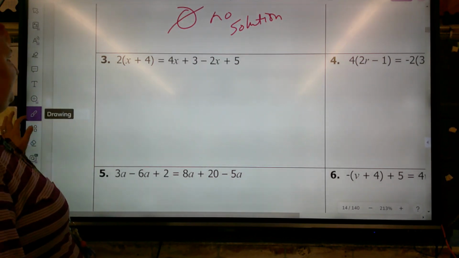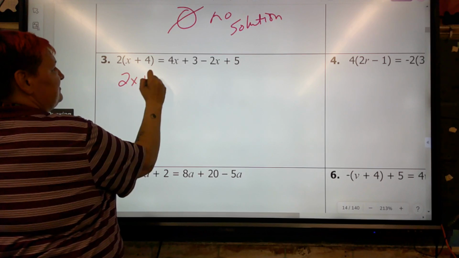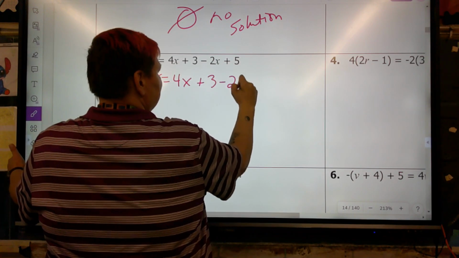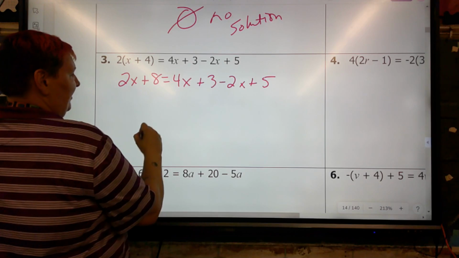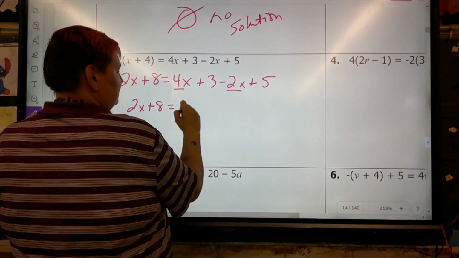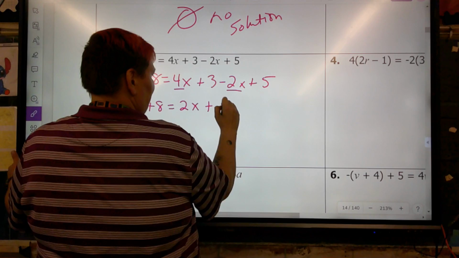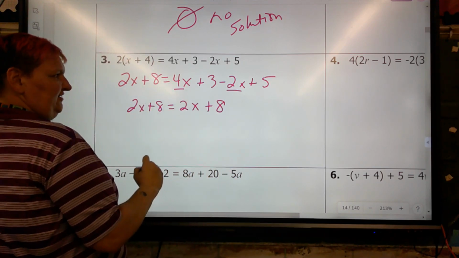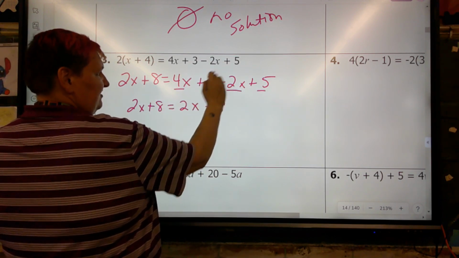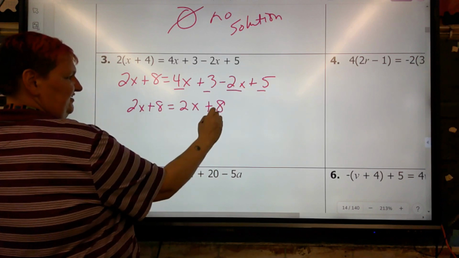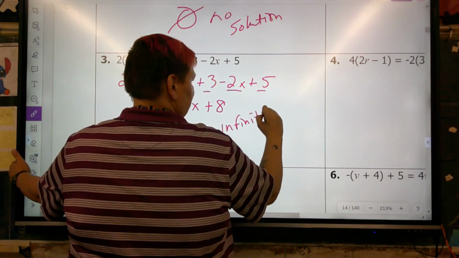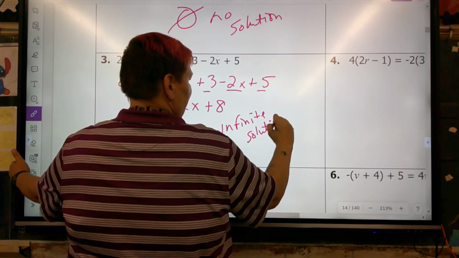Alright, 3, 2x plus 8 equals 4x plus 3 minus 2x plus 5. Combine your like terms. 2x plus 8 equals 2x plus 8. Oh, interesting, right? 4 minus 2x is 2x. 3 plus 5 is 8. 2x plus 8 equals 2x plus 8. Yes, it does. Infinite, right? Infinite solutions. You should have got infinite for number 3.